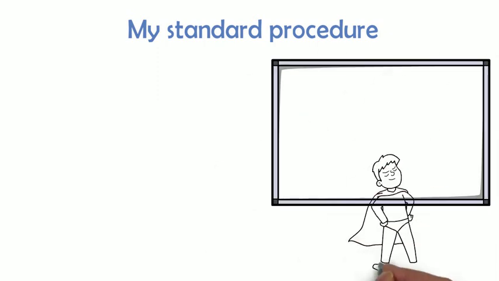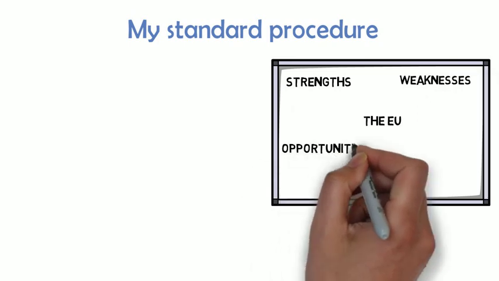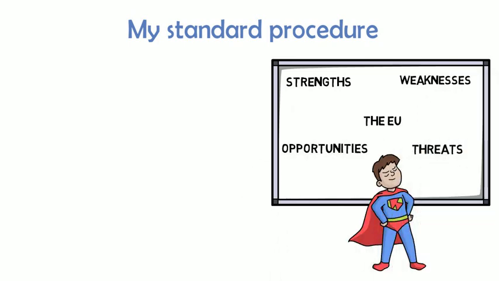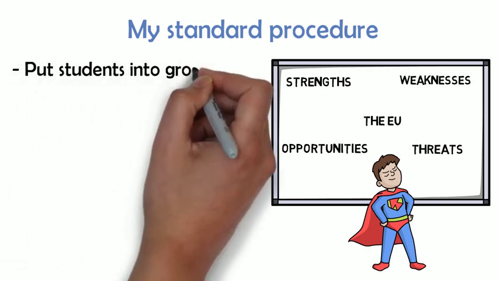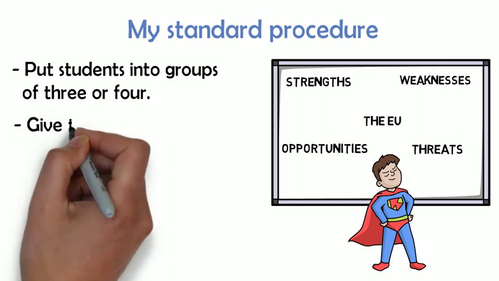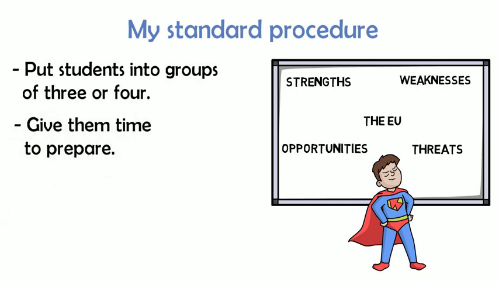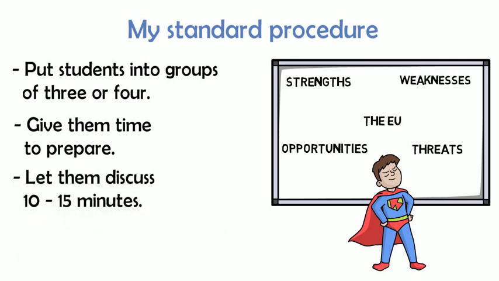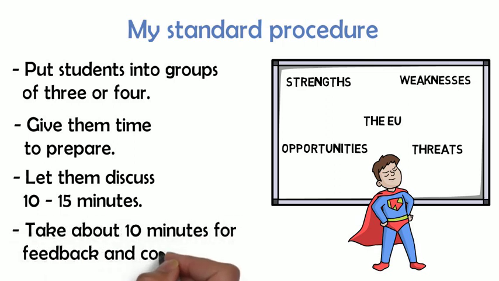First, I'll write the topic and strengths, weaknesses, opportunities and threats on the board, and students copy this onto a sheet of paper. Then I break the class into groups of 3 or 4. Next, I give the students time to look things up and write their own ideas individually. Then we have the discussion, and that will last about 10 to 15 minutes. Finally, I'll take ideas from each group and correct any mistakes I heard during the discussion.